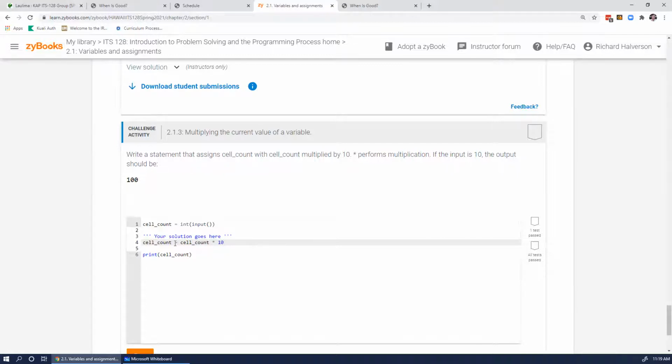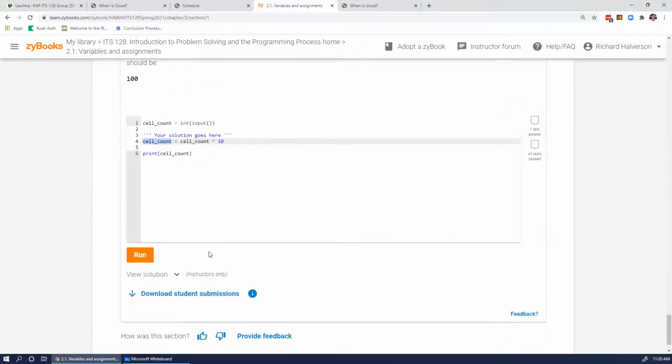So what we're learning here is that in an assignment statement, you compute whatever is on the right. That's going to be an expression, with a bunch of math-type stuff. You do a calculation, end up with one number, and that number gets stored into the variable identified on the left. So this takes the old cell count, multiplies it by 10, and stores that back in cell count. Now cell count has a new value, the old value times 10.